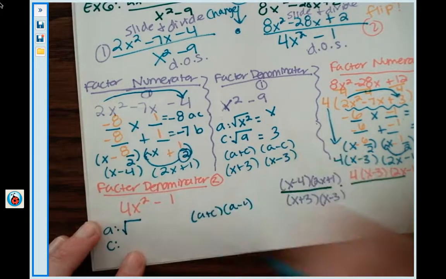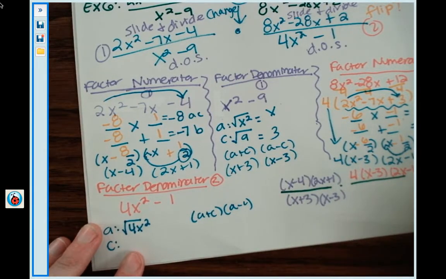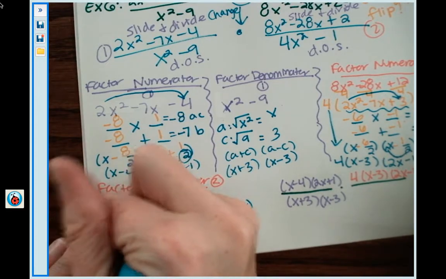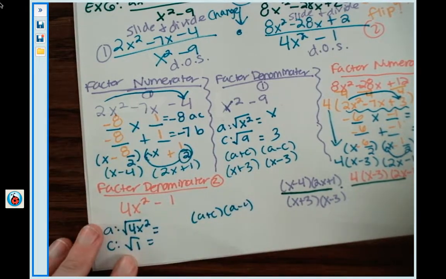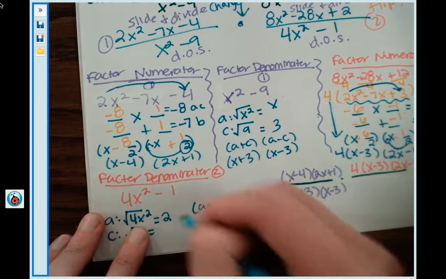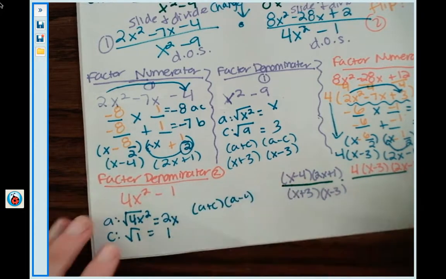Okay, the first term is the 4x squared, so I'm going to square root that thing. And my second term is the minus 1, but I ignore the negative, so it's just going to be a 1. Alright, the square root of 4 is 2, and the square root of x squared is x. The square root of 1 is 1.